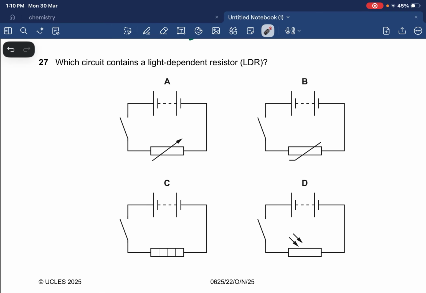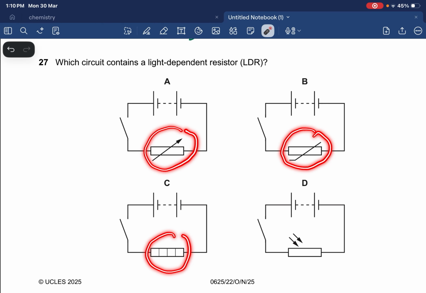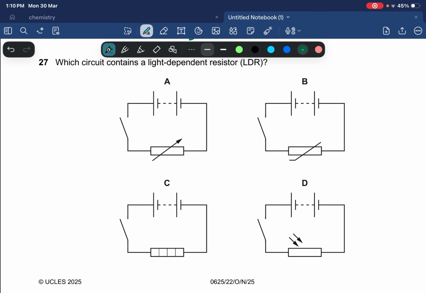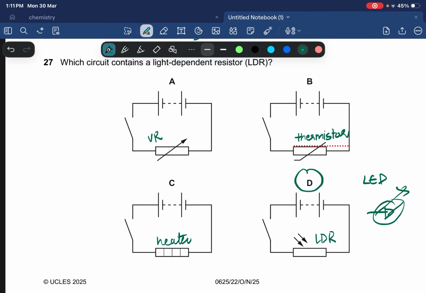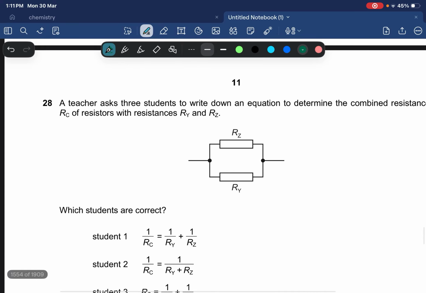Which circuit contains an LDR? This is a variable resistor, this is a thermistor, this is a heater, and this is an LDR. So it's option D. We can write this is variable resistor, this is thermistor, which depends on heat, this is a heater, and this is an LDR. There's one other thing, that is LED, light emitting diode, which is something like this, and then there's light coming out. So learn that as well.